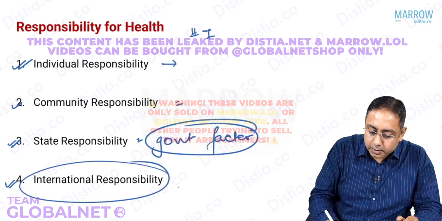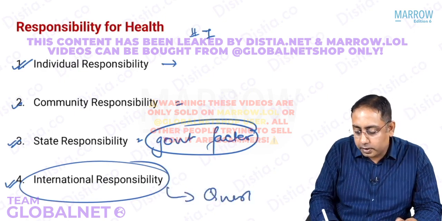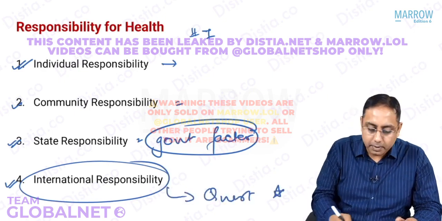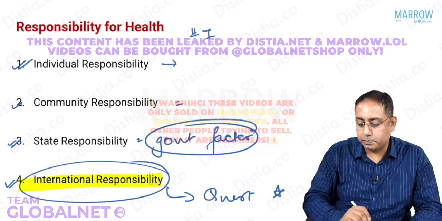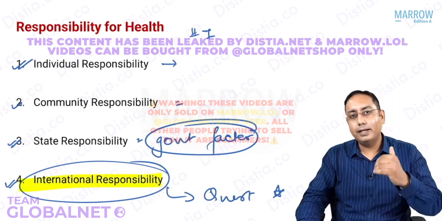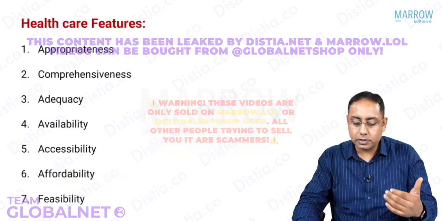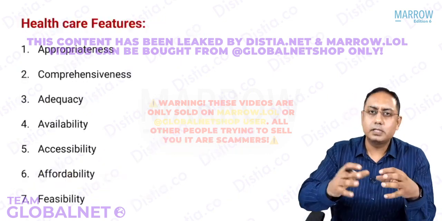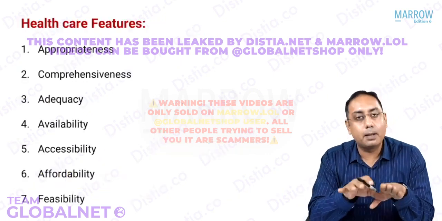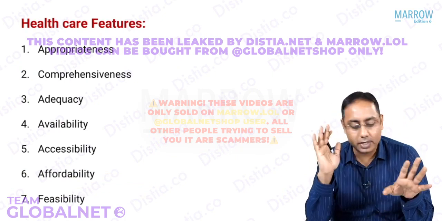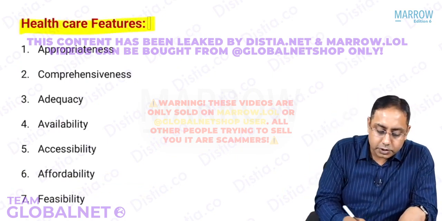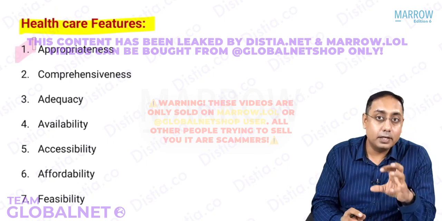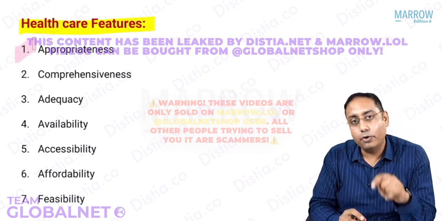Next is international responsibility. From your question perspective, this is important for your exam. What do you mean by international responsibility? Talking about the international healthcare facilities, there should be some features which are applicable at the national level and at the international level. So the healthcare features should be appropriate, for the healthcare system that you want to develop in your country.